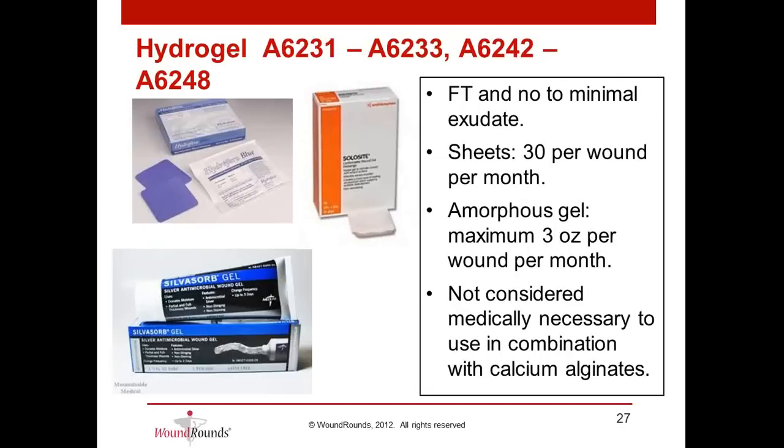And next we have the hydrogel category. Obviously, the hydrogels are going to rehydrate the wound and add in that moisture to help facilitate that moist wound environment. Hydrogels come in amorphous gel, sheets, and impregnated gauze. The allowable for the hydrogel gauze and sheets is 30 pieces per wound per month. For the gel, the maximum amount is about 3 ounces per wound per month.